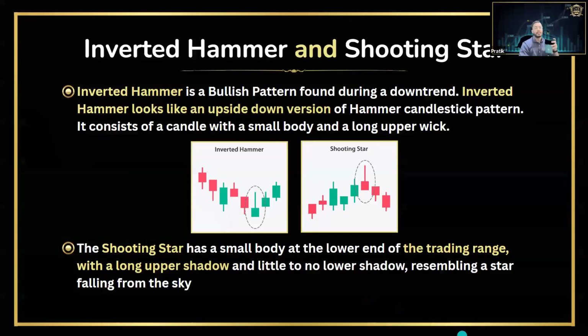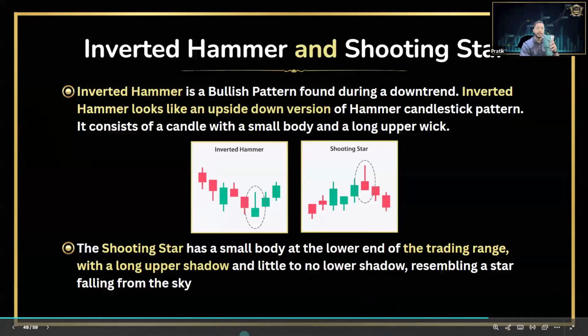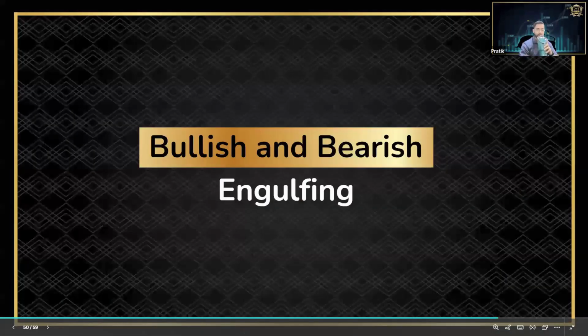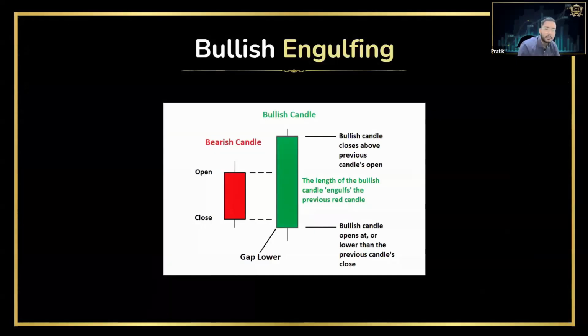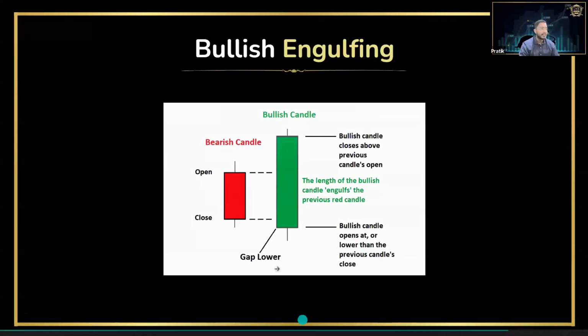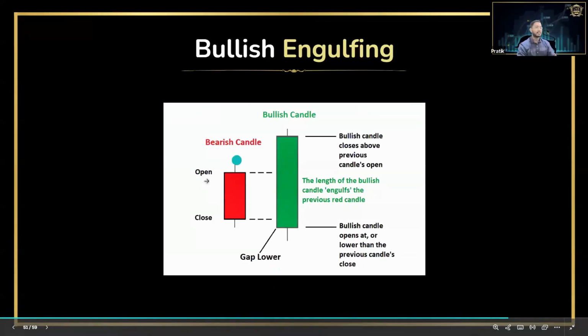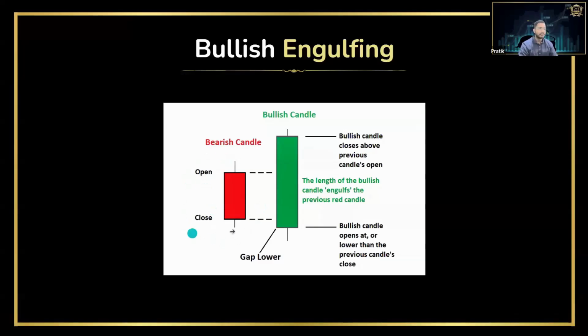Now we come to something called double candlestick patterns. We're taking two candlesticks. This is a bullish engulfing candle. What is bullish engulfing? Can you see that this is a small red candle? This is also a reversal pattern, by the way. So imagine that the price has been coming down like this.